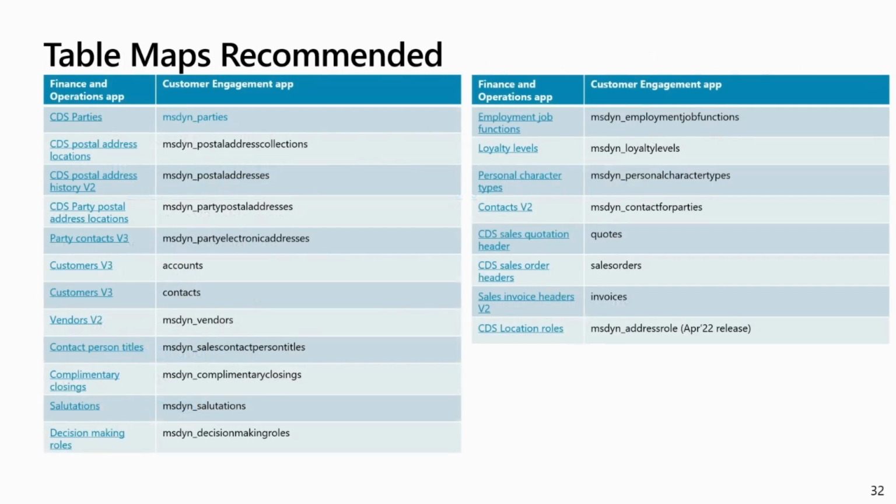And here are some recommended out-of-box table maps which are used for global address book. You can add additional maps as per your business requirements, but this is the out-of-box recommendation. Please review the links provided in this slide so that you are able to understand what those mappings are which are given out of box.